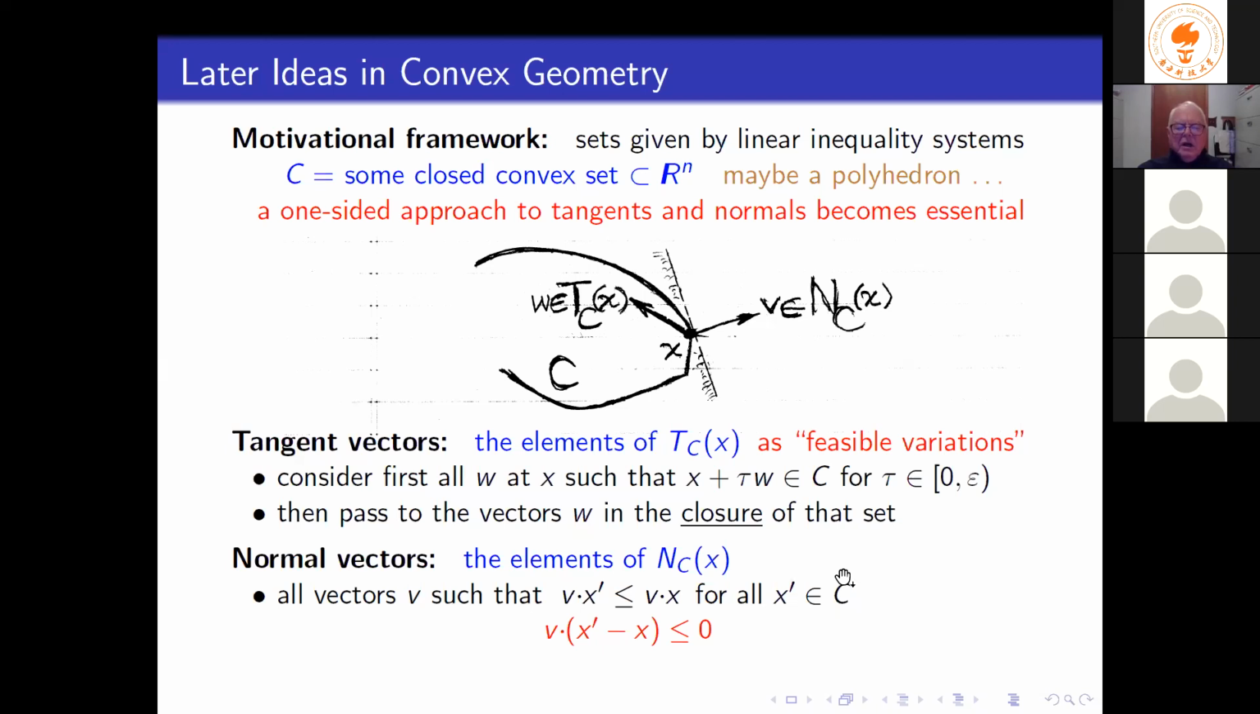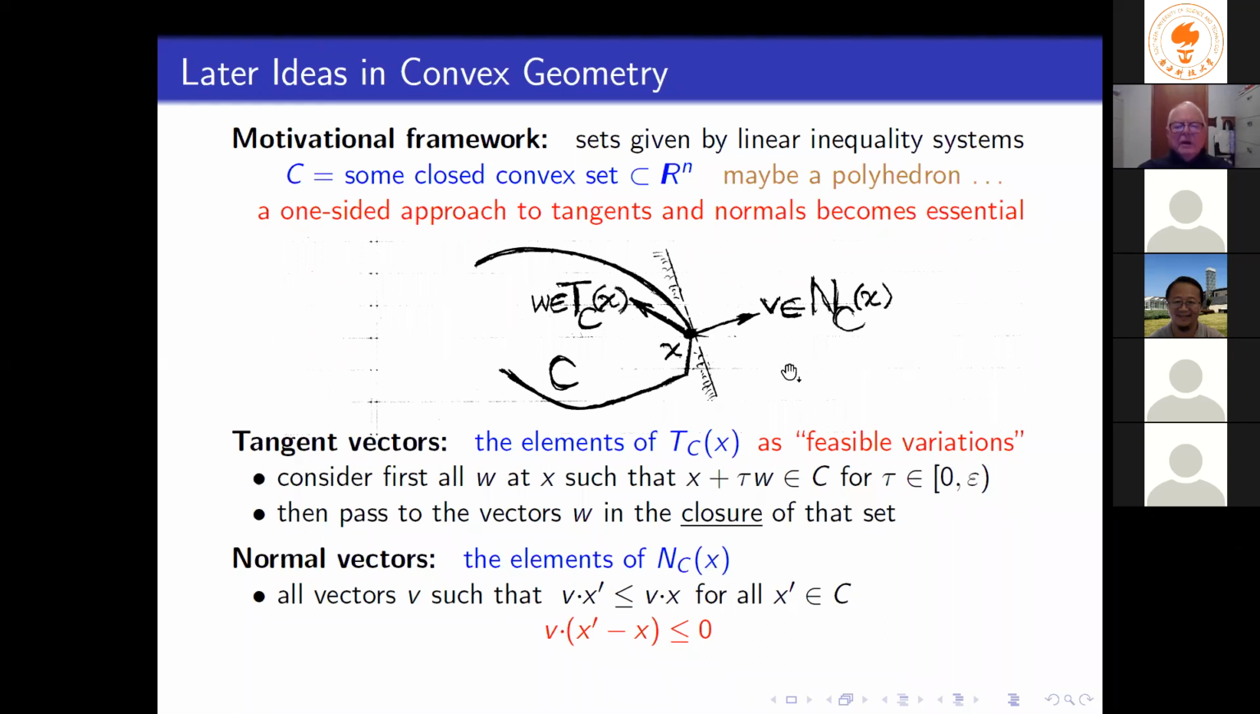But it's not hard to see that this obviously is the same as saying that this inner product is less than or equal to 0, and this is an angle condition. This says in terms of angles, the angle between this vector and this difference vector. If I think of a point here, x prime, then this is a difference vector. So it says that the angle between these is obtuse. It's 90 degrees or greater. But again, we allow V equals 0. V equals 0 fits this picture of the definition.